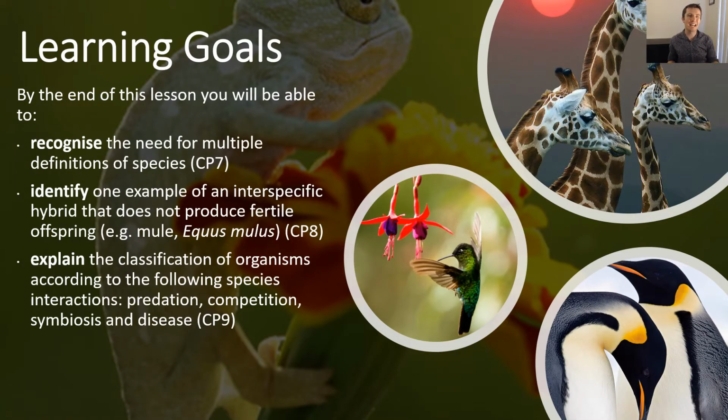So getting into today's learning goals, the first one is to recognize the need for multiple definitions of species. So we're going to look at 2 definitions of species. One's a biological, one's a phylogenetic definition of species, and look at some of the limitations, organisms it works well for and ones it doesn't. You also need to identify one example of an interspecific hybrid that does not produce fertile offspring, for example a mule, and explain the classification of organisms according to the following species interactions: predation, competition, symbiosis, and disease. So let's get into it.